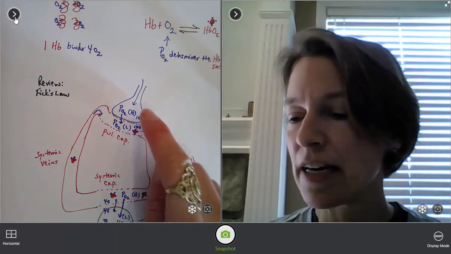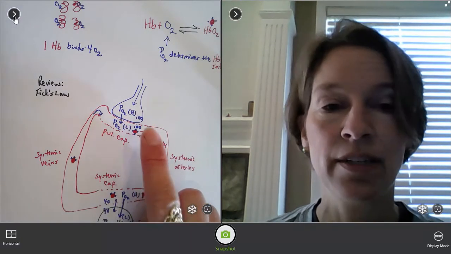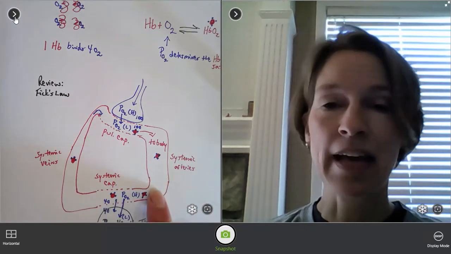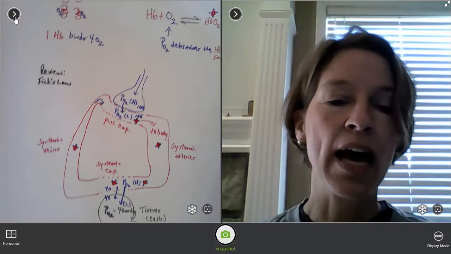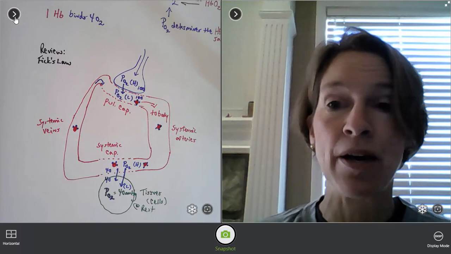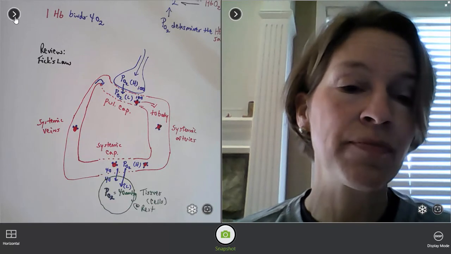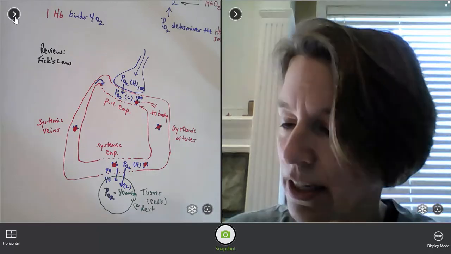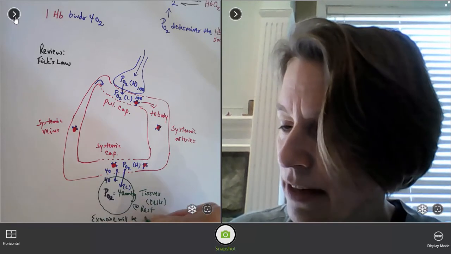But whatever happens here with the PO2 is going to dictate how your hemoglobin saturates with oxygen here in the pulmonary capillaries. Then as it moves through systemic arteries, nothing happens to it because there's no PO2 change here. When it gets to the tissues, whatever the tissues are doing will give you their PO2. So if they're resting, the PO2 is 40, but if they're exercising, it will be less than 40 because exercise means using more oxygen. So I'll say will be less than 40.